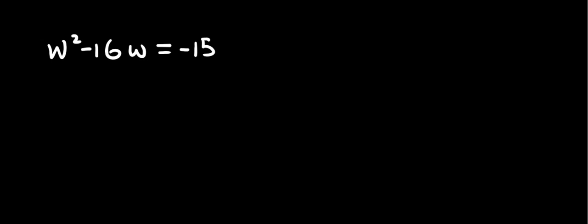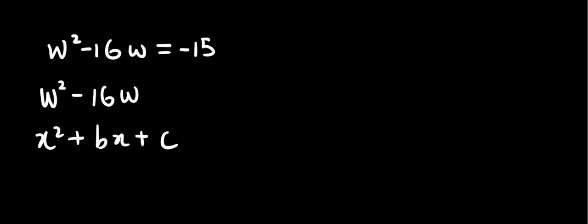This is what we're going to do. We're going to complete the square on the left-hand side, okay? So think about the left-hand side, we have w squared, and we have negative 16w. So this is like x squared plus bx plus c form, and c is missing. Remember in the previous video, you learned how to find c. c is (b over 2) squared.